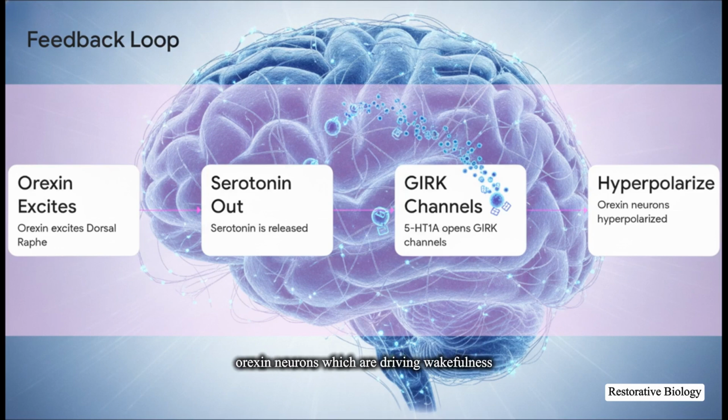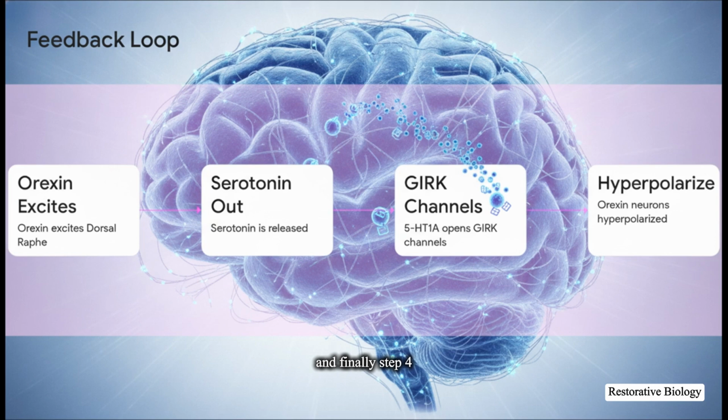Step 1, orexin neurons, which are driving wakefulness, excite the dorsal raphe nucleus. Step 2, this triggers a massive release of serotonin. Step 3, that same serotonin circles right back and hits specific 5-HT1A inhibitory receptors on the very orexin neurons that started the whole cycle. This opens GIRK channels with a staggering precision of 33.8 picosiemens. That is an unimaginably tiny, exact electrical conductance.